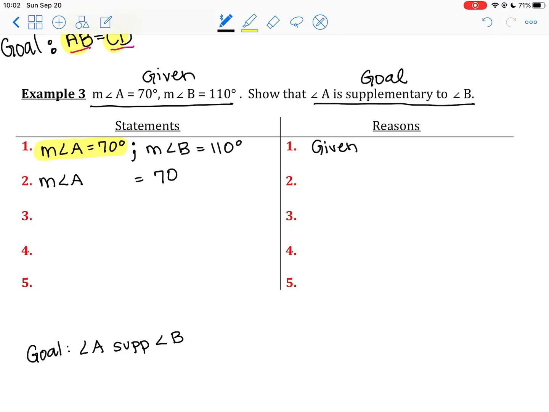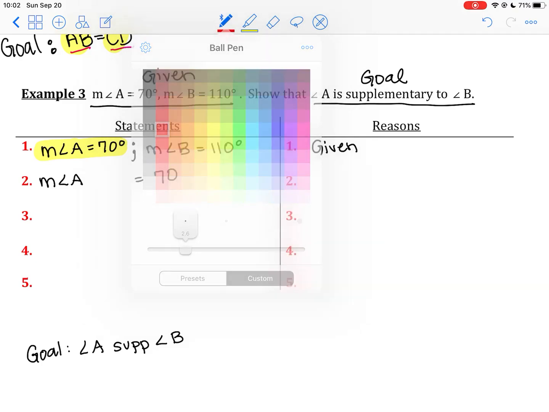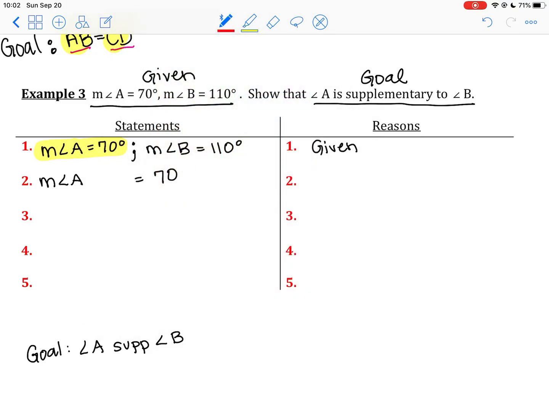So I have to add the same thing to both sides. And I know that what I need to do is 70 plus 110, because I can see that from up above. And I need to say that they're supplementary. But if I'm going to add something, it has to be the same thing on both sides. So if I want to add 110 to 70, I have to add 110 to the measure of angle A. So I've added the same thing to both sides. That is the addition property of equality.